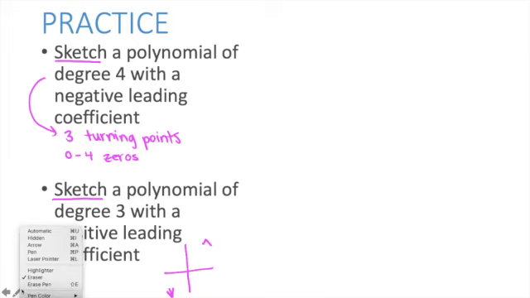So you know that that is an example. So you're going to take a second, pause the video, and you're going to try to sketch an example of these.